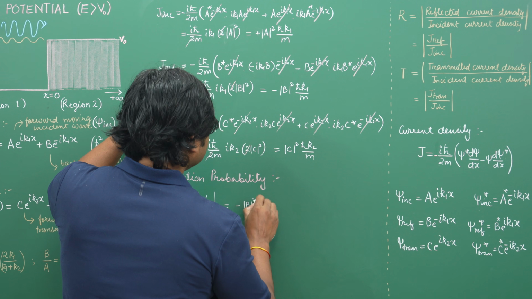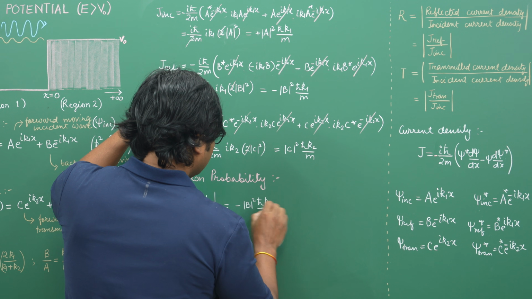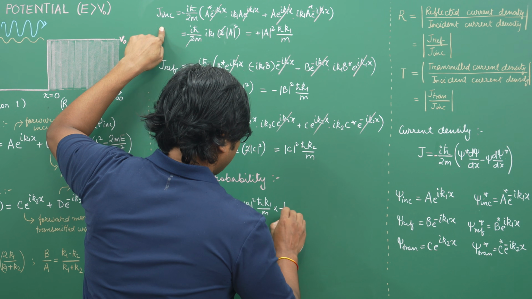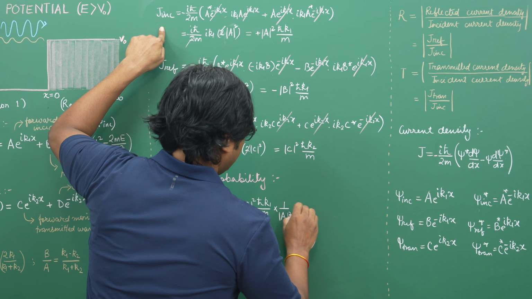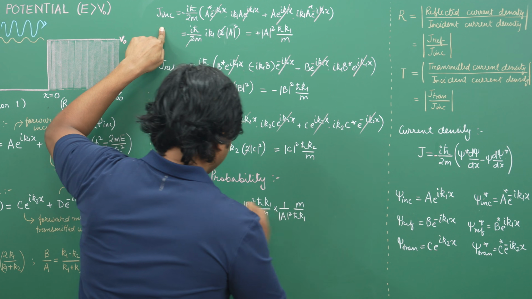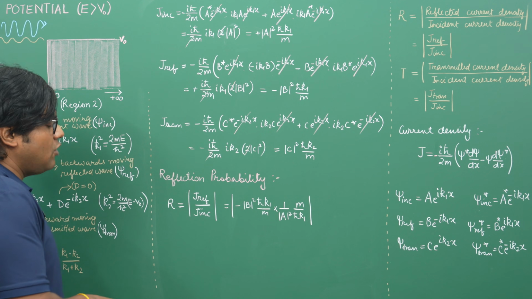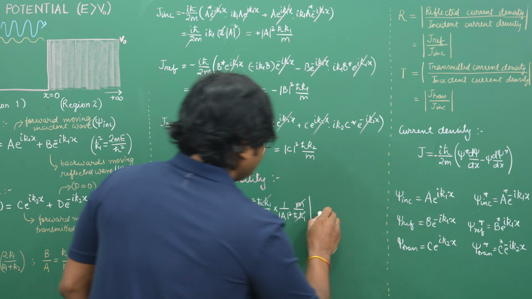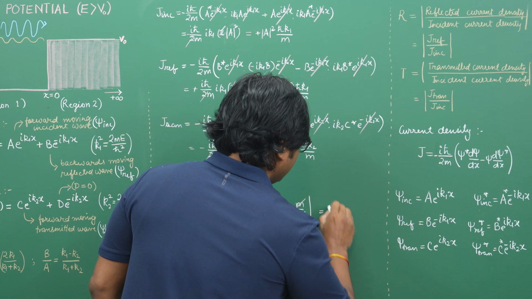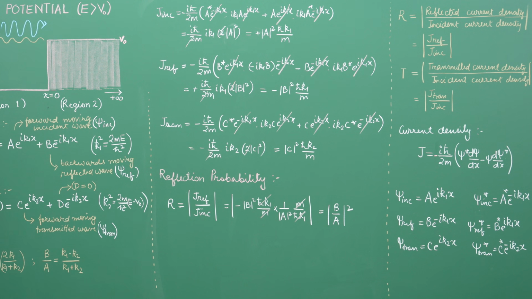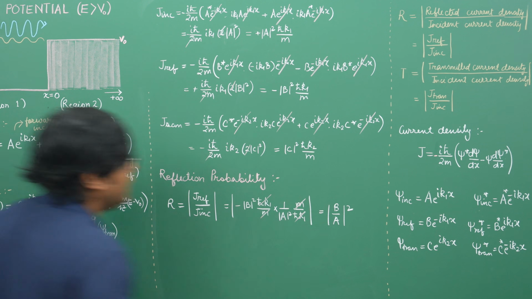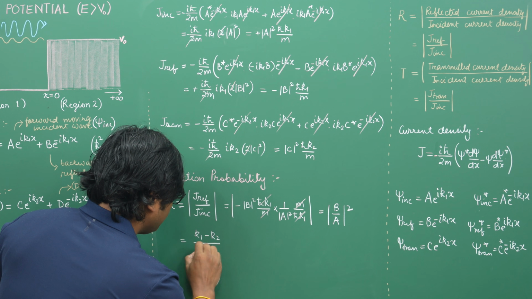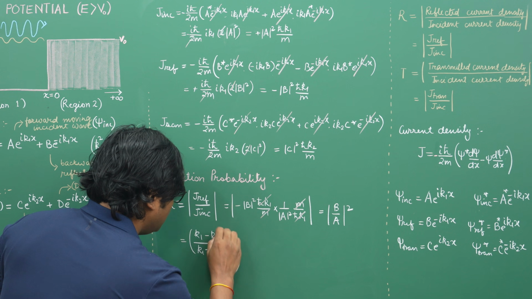minus B mod square ħ k1 upon m. J incident is 1 upon A mod square ħ k1 upon m, whole mod here. Because this is a constant, a positive number, this gets cancelled and you are essentially left with B upon A mod square. That's it. What is B upon A? It is this, K1 minus K2 upon K1 plus K2. So this becomes K1 minus K2 upon K1 plus K2, mod whole square.